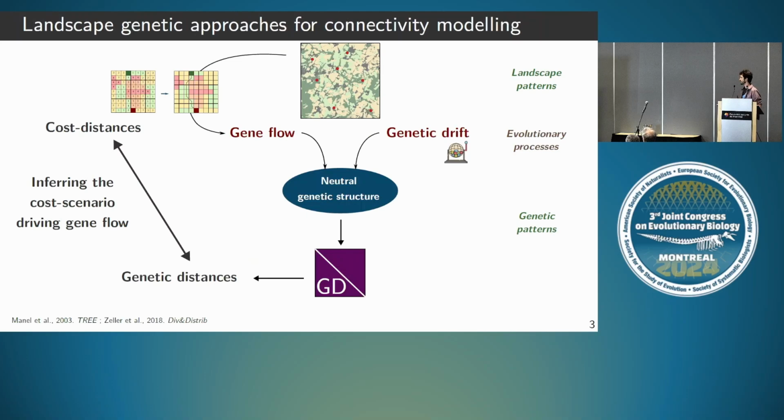So we rely on the fact that neutral genetic patterns depend on genetic drift, and gene flow depends on dispersal, hence on the parameters I mentioned before. So there is a way to use genetic distances to look at their correlation with cost distances until we identify the best scenario, the scenario that will maximize the fit of this relationship, and then we'll assume that this is the one that best reflects dispersal.